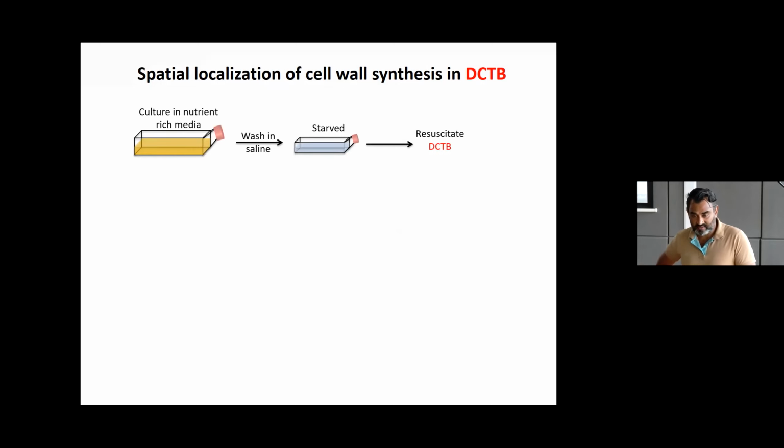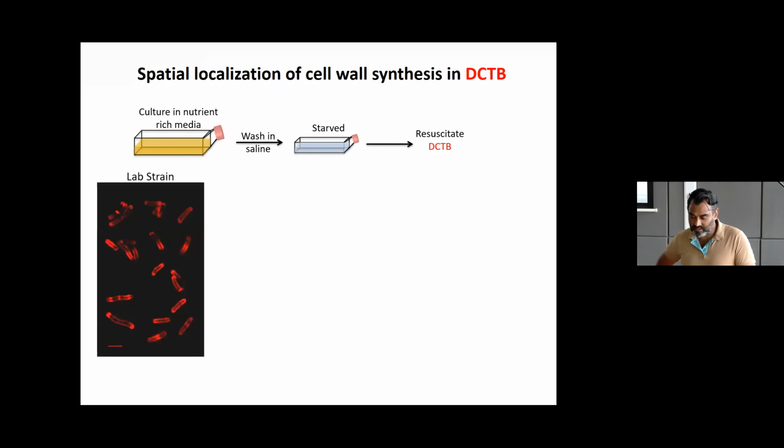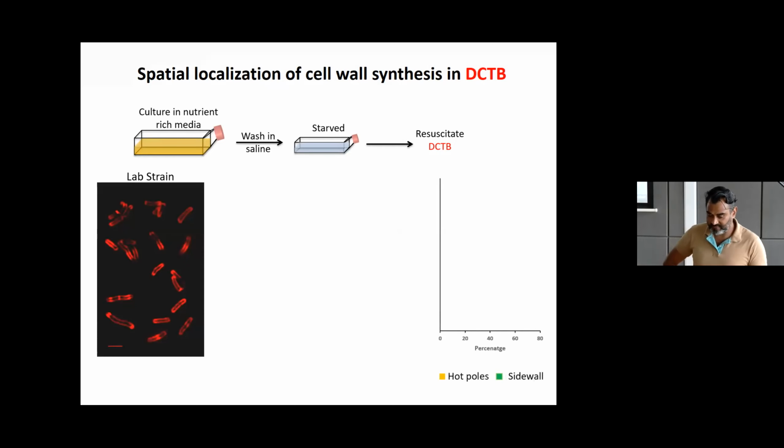As an example of this, this is our lab strain, and we pushed it through this model and allowed it to grow out. I hope you can see, I'm going to quantify for you on this graph, this idea of the hot poles and the side wall. The pole must be hot, because it's got new cell wall. And I hope you can see that here. But the idea is to develop computational ways to look at it better.